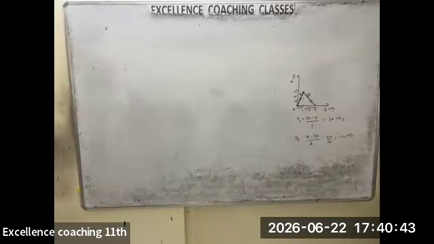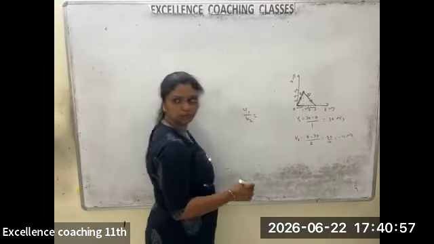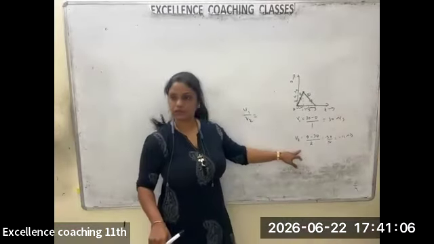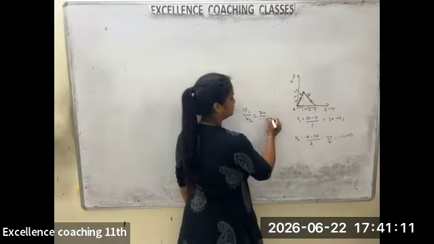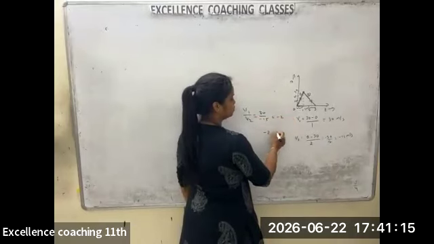What's the strategy? You have to find this, no? They have asked for the ratio, so you will do V1 by V2. What is the ratio of velocity in the first and next 2 seconds? This is for the first second, this is for the next 2 seconds. So the ratio will be 30 upon minus 15. So the answer will be minus 2, so minus 2 is to 1.